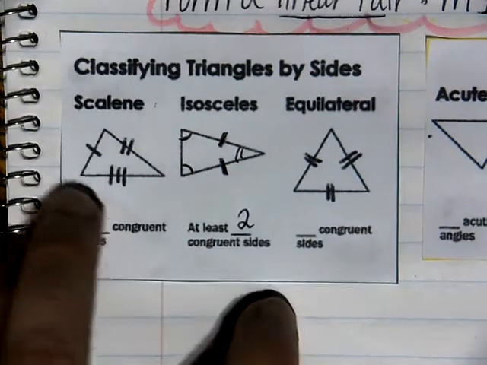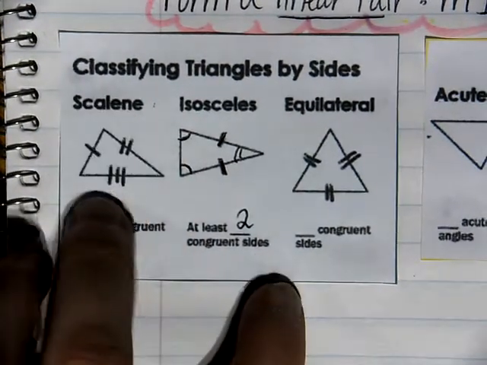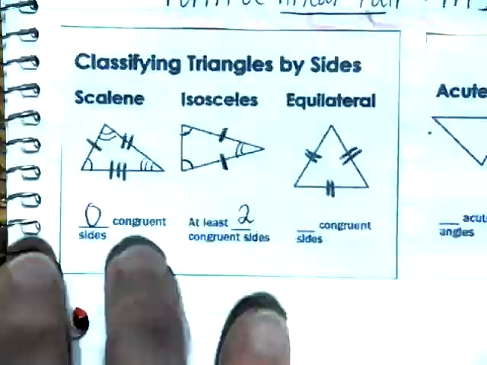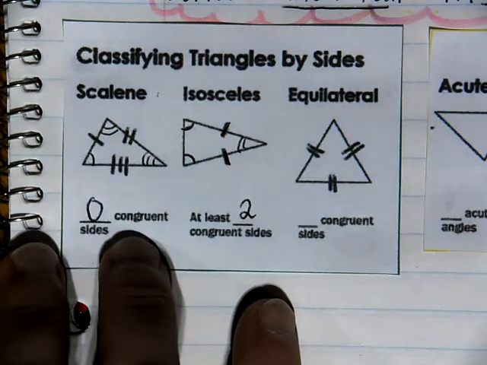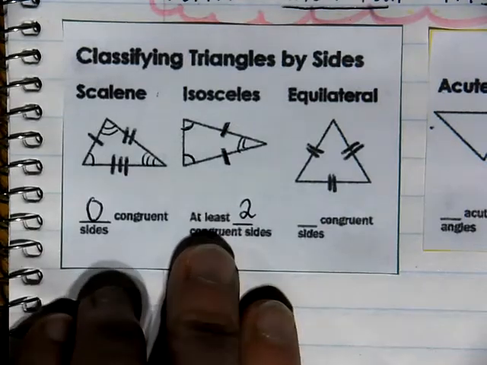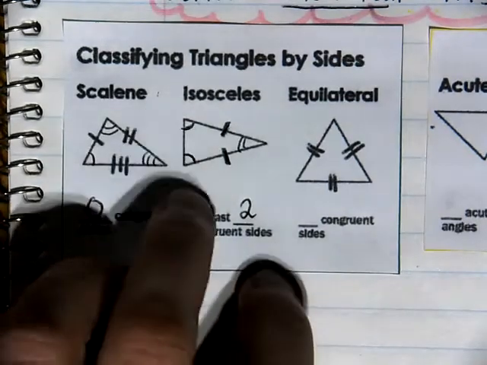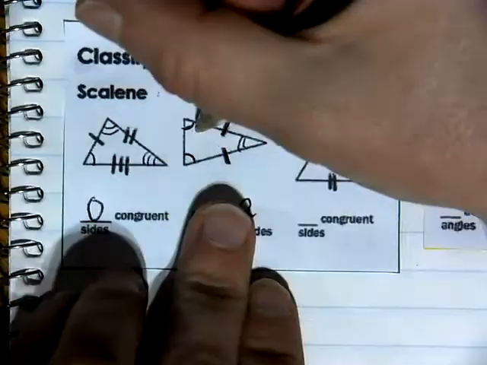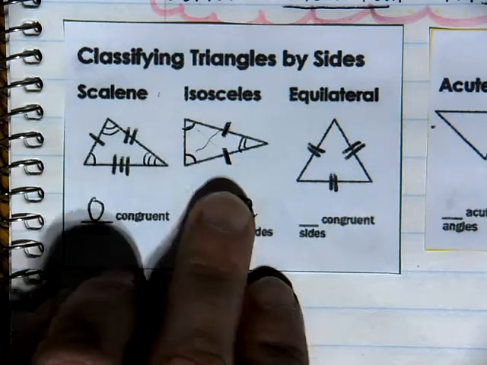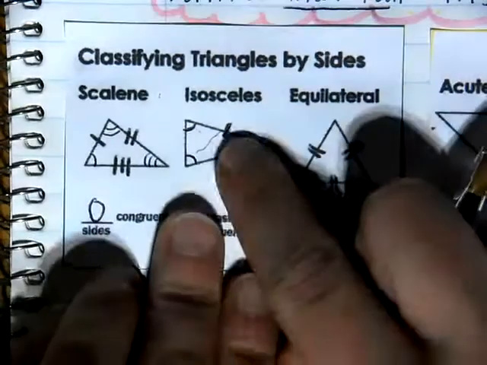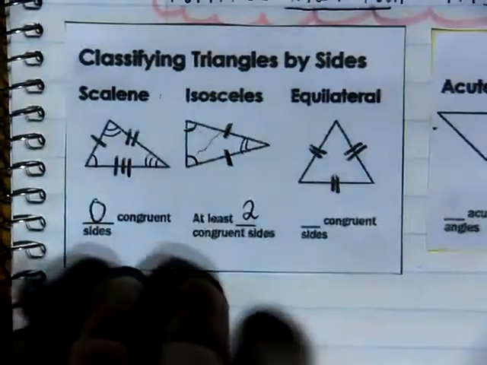Going back to scalene, not just are all of the sides different, but all of the angle measures are going to be different as well. So in scalene triangles, you'll have no congruent angles. In isosceles triangles, you'll have 2 congruent angles, and they will be opposite of the sides that are congruent. Opposite meaning that they don't really touch the opposite side.